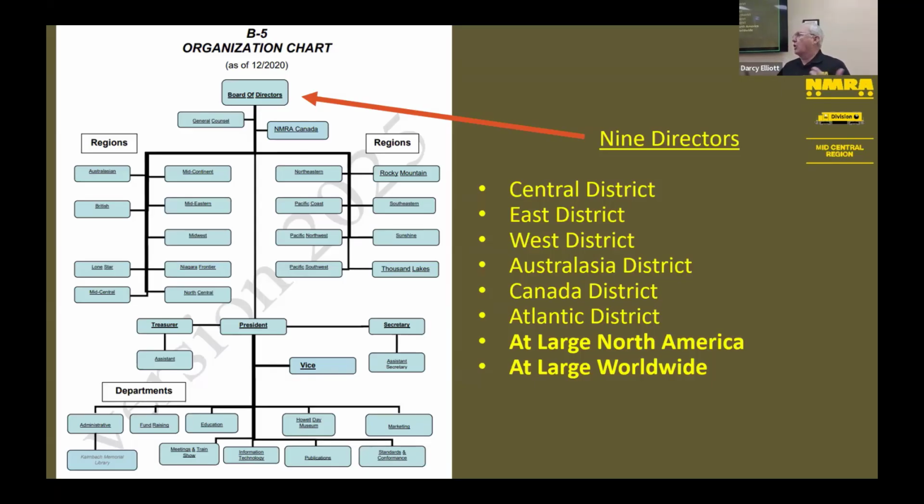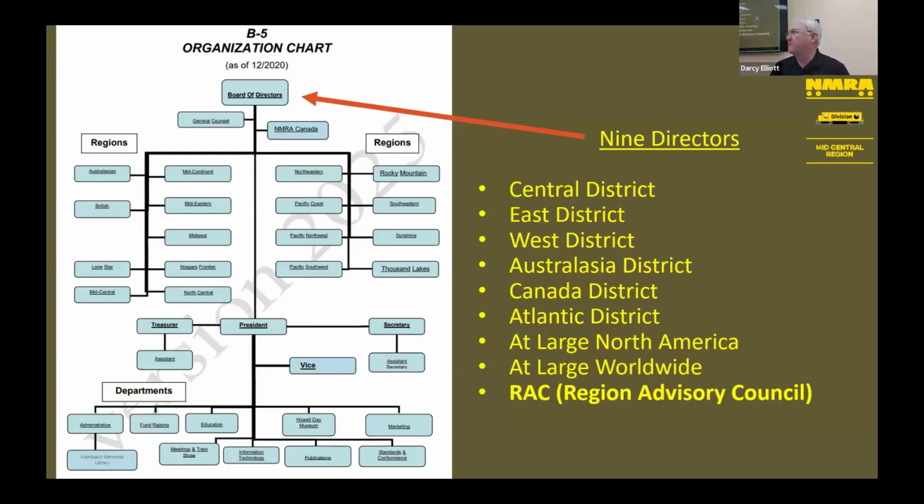Then we have 2 at-large directors. It doesn't mean that they're bigger, but the territory that they are elected from is bigger. So at-large North America is basically the US, Canada, and you could say Mexico and so forth. We have 1 member in Mexico. And then at-large worldwide is everybody in the NMRA votes for that one. Got it?